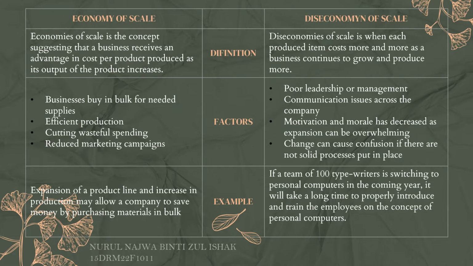This concept can also be used to conduct research into reasons why efficiency is being maximized in certain areas of a business or why efficiency is lacking in other areas of a business. Factors of economy of scale: the first one, business buys in bulk for needed supplies. Number 2, increased production. Number 3, cutting wasteful spending. And the last one, reduced marketing campaigns.